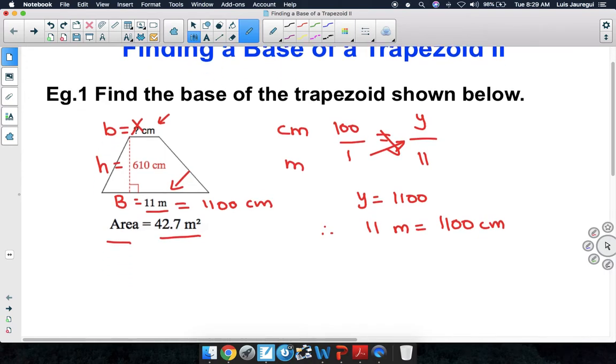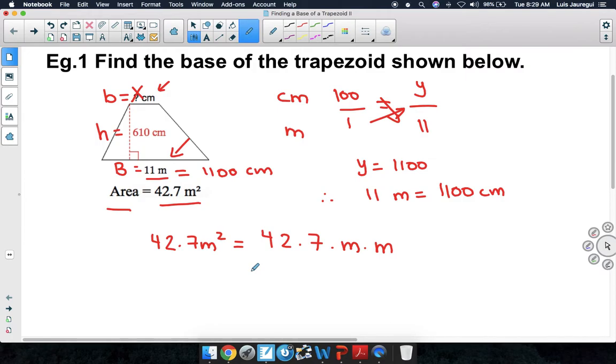The next thing that we're going to do is to change the area from being in meters squared into centimeters squared. So we want to do that particular change. So let me write the 42.7 meters squared here, and let me rewrite it as follows. We can say that this is 42.7 times meters times meters, because meter times meter is the same as meter squared. Now, remember that each meter is equal to 100 centimeters, so we can say that this is 42.7 times 100 centimeters, corresponding to this first meter, times another 100 centimeters, corresponding to this other meter.